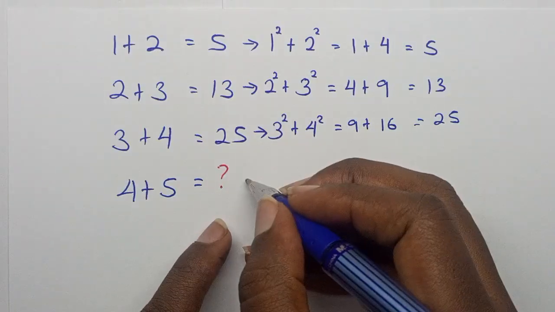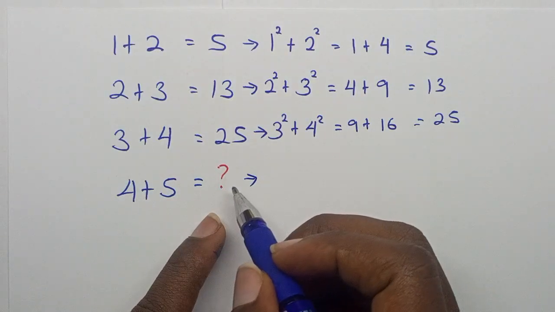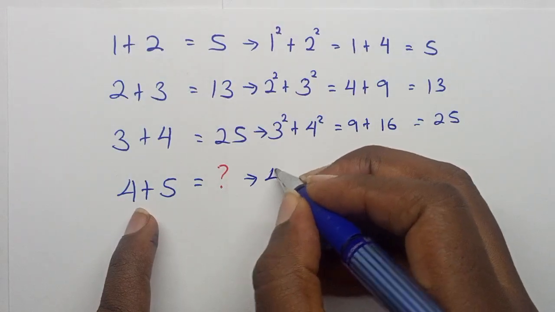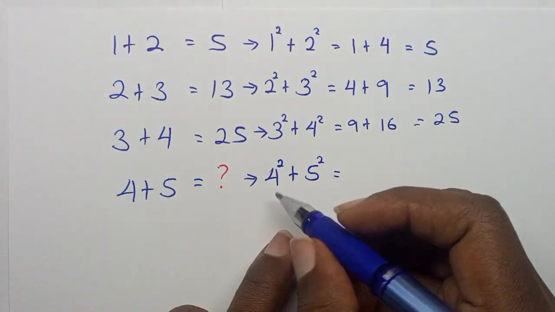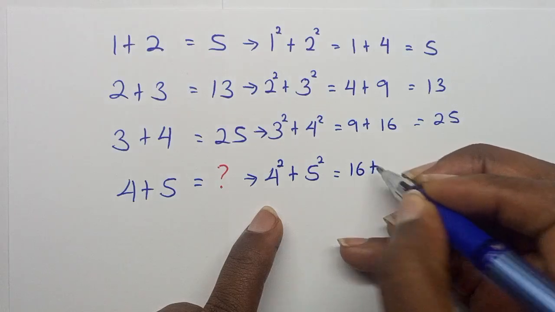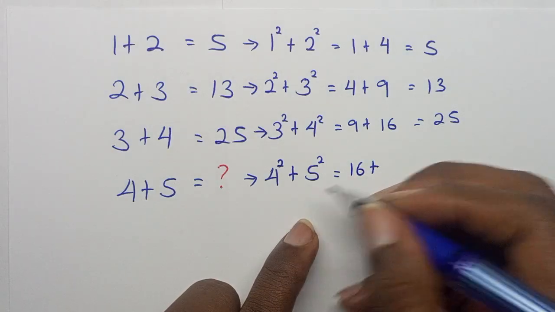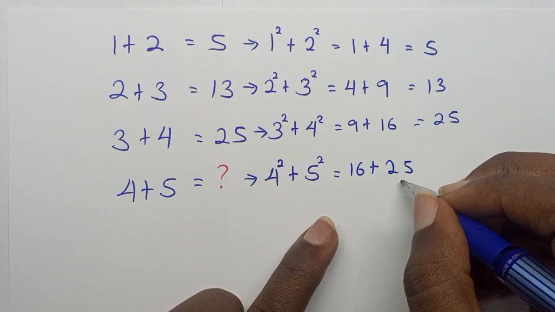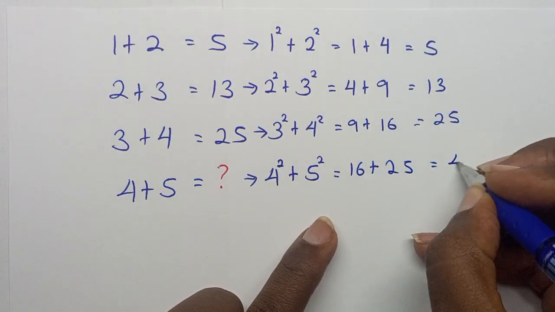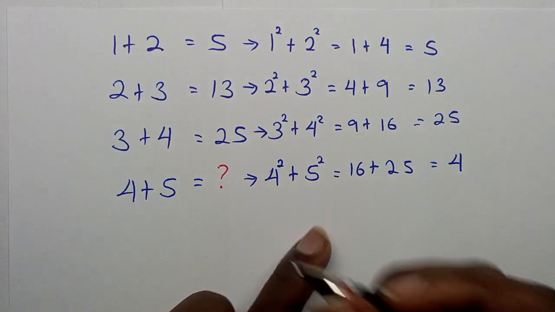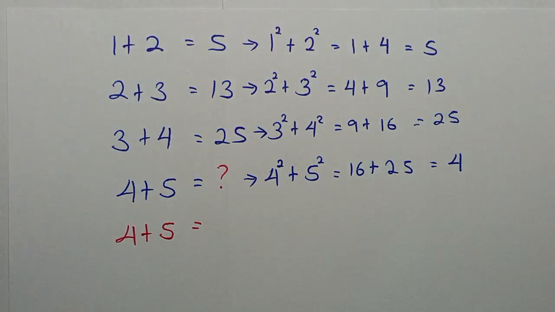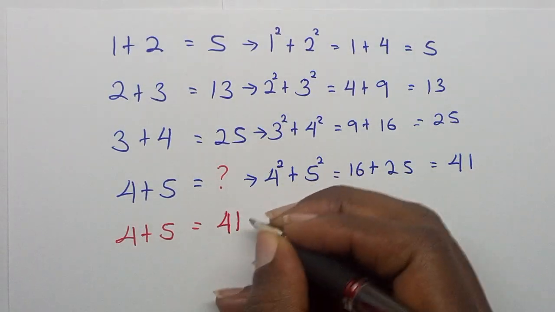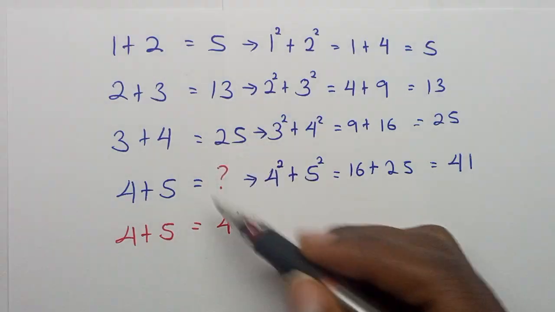So we are going to use the same to find the next value here. So we shall have 4 squared plus 5 squared, which is equals to 4 times 4 is 16 plus 5 times 5, which is 25. And 25 plus 16 is equals to 41. Therefore, our answer of 4 plus 5 is equals to 41. And that's our next value in the series here.